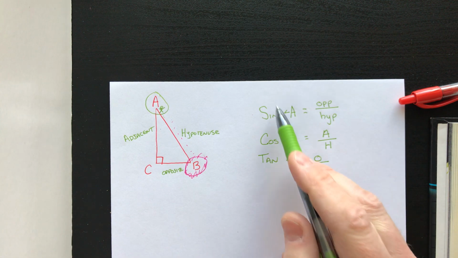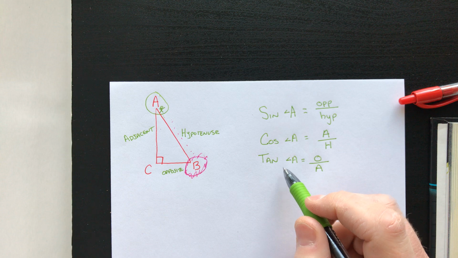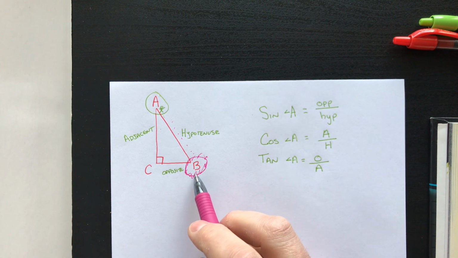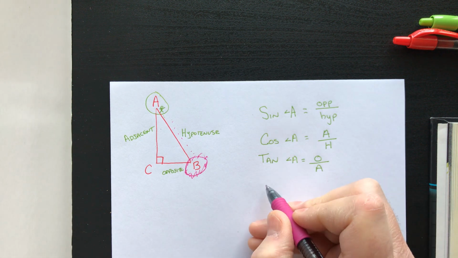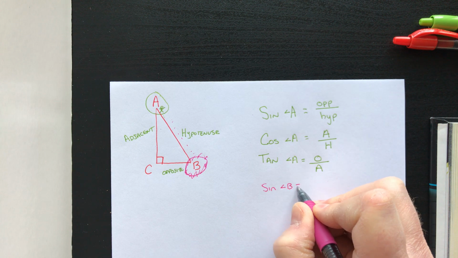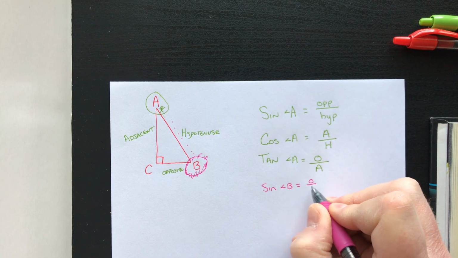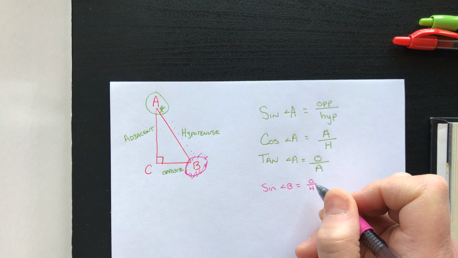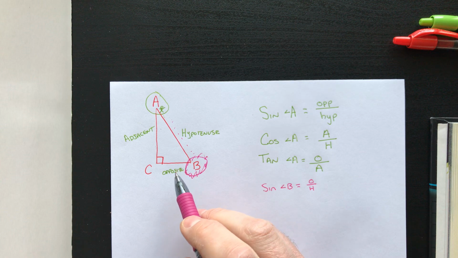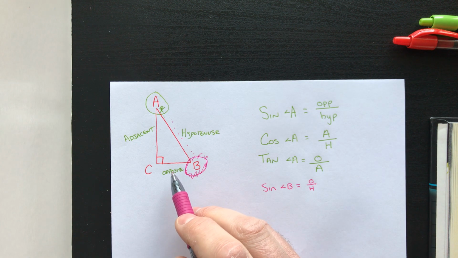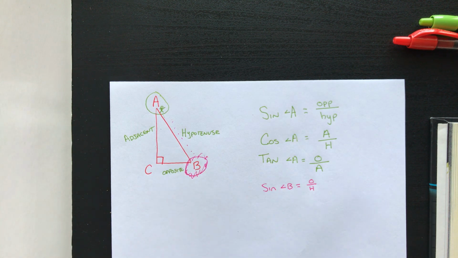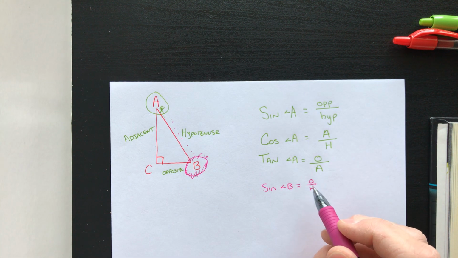And these ratios don't change. So for instance, let's say I was standing on angle B. The sine of angle B is still going to be opposite over hypotenuse. But notice the opposite side, if I was standing on angle A, is right here. The opposite side, if I was standing on angle B, would be over here. So those numbers would change, but the ratio does not change.